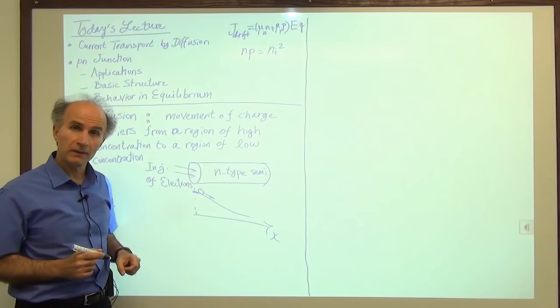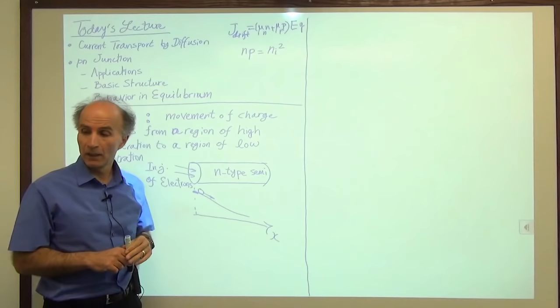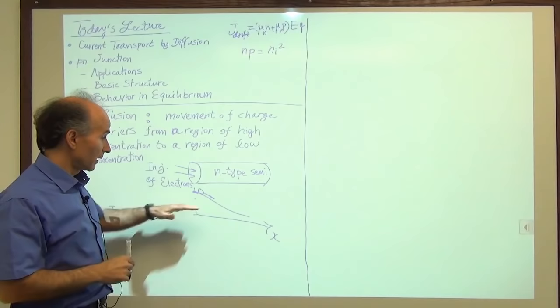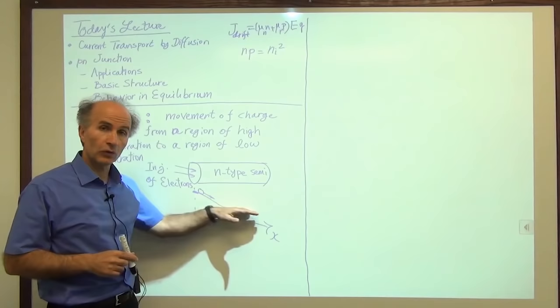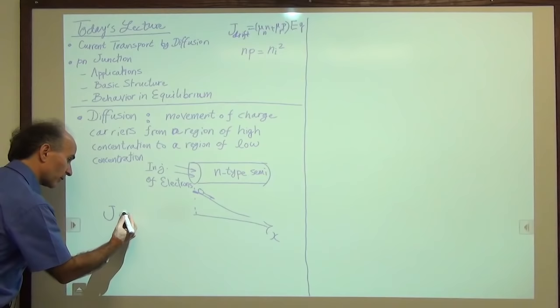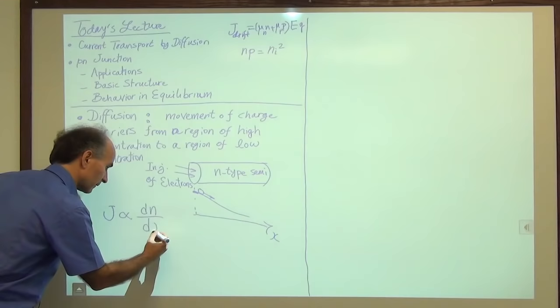You can imagine that if the concentration is constant from here to here, let's say there's no injection, there is no diffusion, right? If you can see that now the ink has completely diffused and there's no more tendency to diffuse anymore. So if the concentration is constant, if the gradient or the slope is zero, then there is no more diffusion. So it must be proportional to the slope of this concentration. So what I'm thinking is that this should be proportional to the slope of the concentration, N for electrons, P for holes, with respect to distance. That's what we intuitively expect.